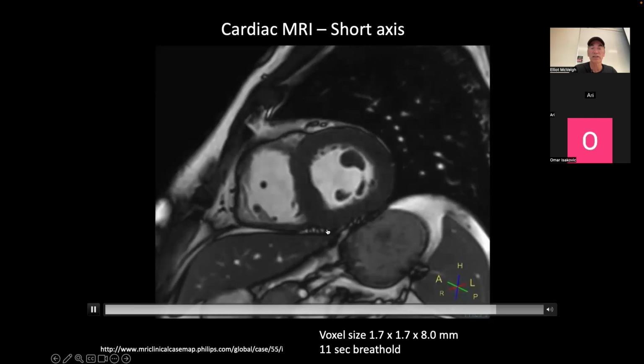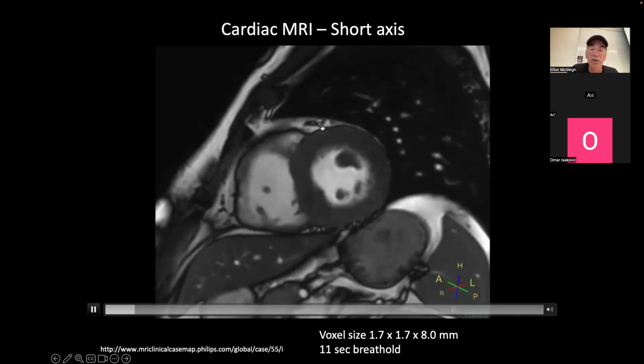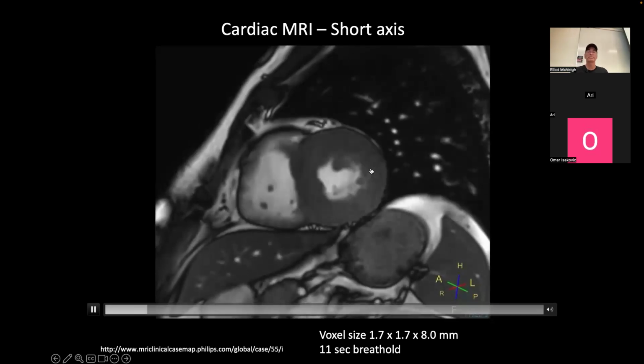These are vessels down here, like surface vessels. That's a vessel up there. This is a layer of fat in this groove here. And you can see the lumen of the coronary artery there. Right?